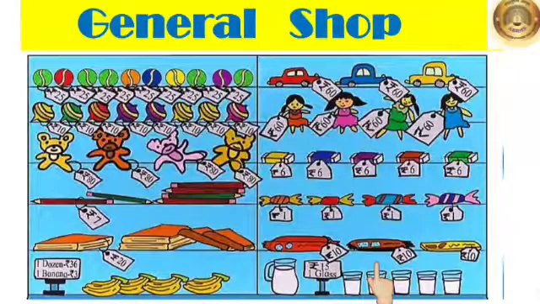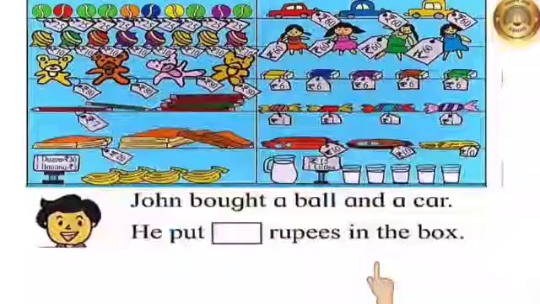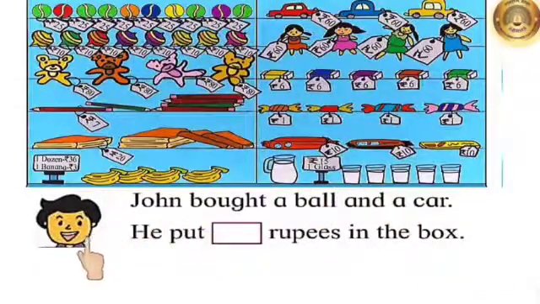Here we are having some children who came to shop from this general shop. First came John. John bought a ball and a car. And tell me, children, how many total rupees will he put in the box? First, let us see the cost of a ball and a car. Here, each ball costs 25 rupees and each car costs 60 rupees.